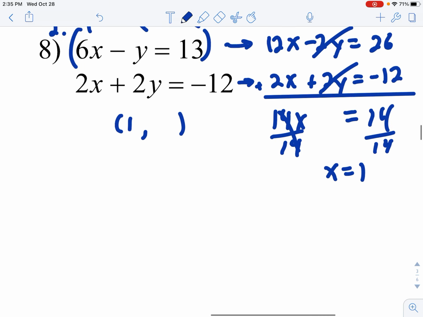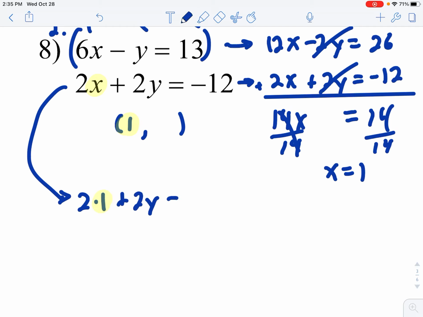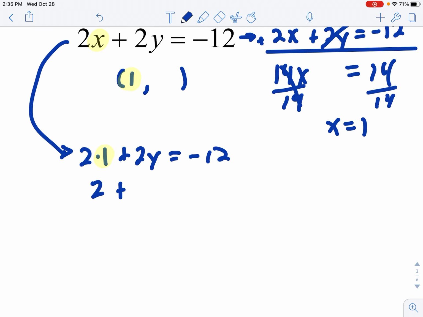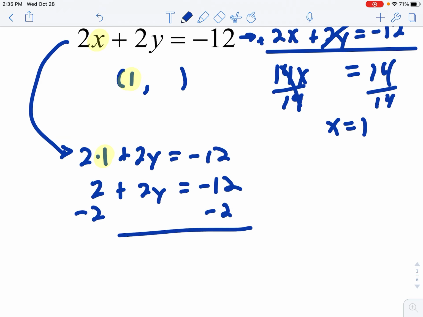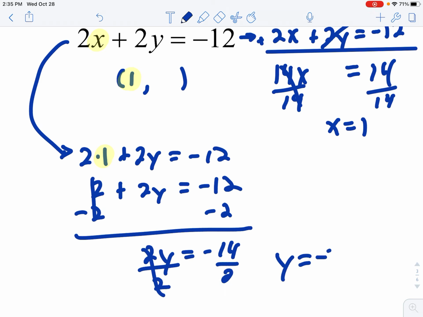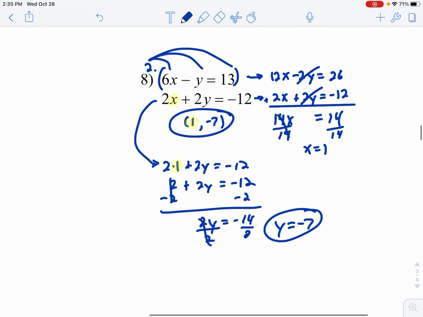So I guess I'm going to stick with this, pick the second problem. 2 times 1, right? I need to take out that x and replace it with a 1, plus 2y equals negative 12. Now work it out. 2 times 1 is 2. Subtract 2 to the other side. 2y equals negative 14. Divide by 2. y equals negative 7. So that's the other half of the answer. 1 comma negative 7 should be the answer.